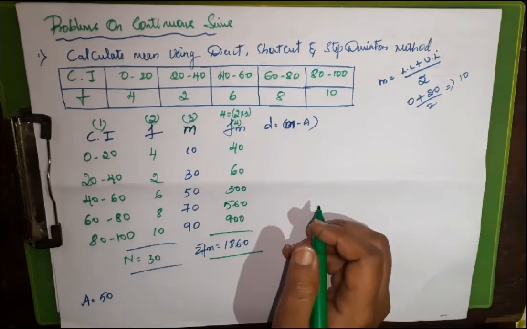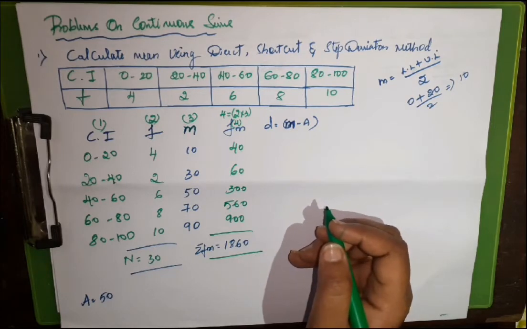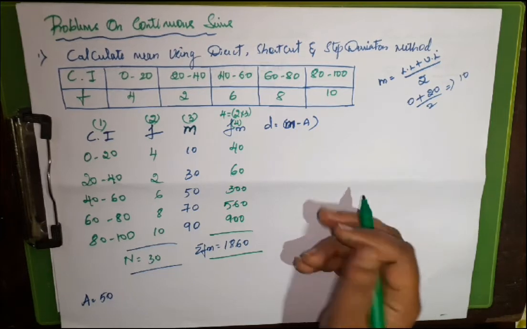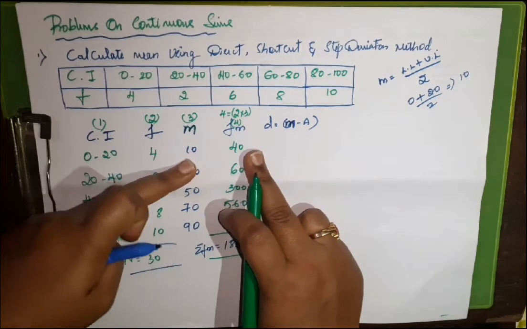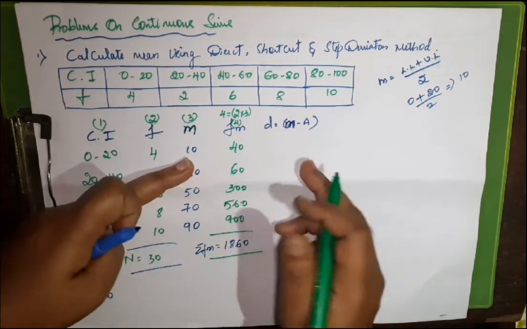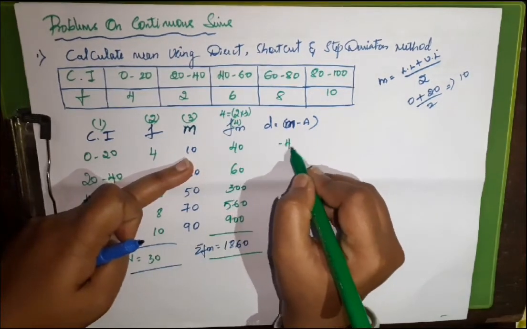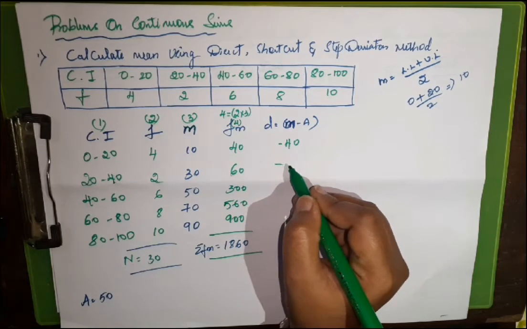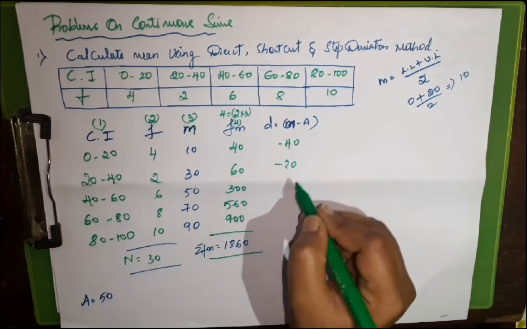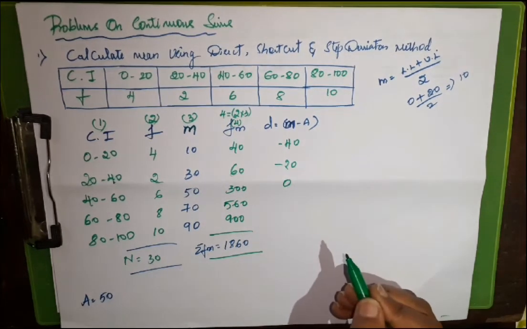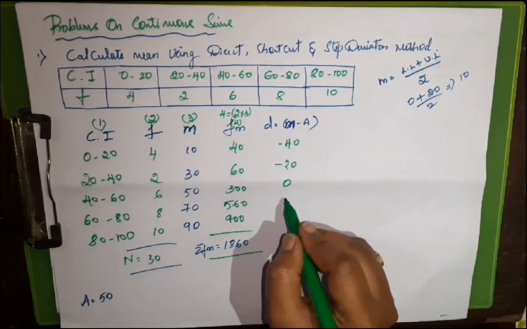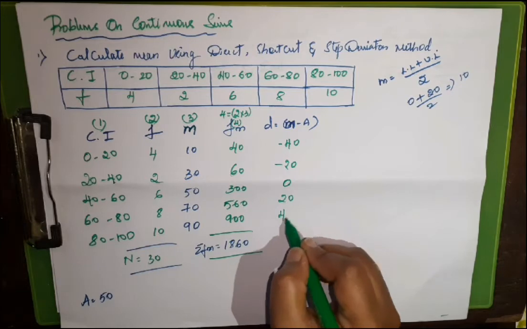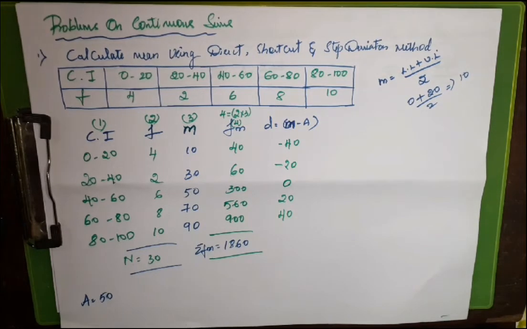Okay, so a is 50. First one is 10 minus 50, you will get minus 40. Then 30 minus 50, you will get minus 20. Okay, 50 minus 50 is 0. 70 minus 50 is 20. Then 90 minus 50 is 40.